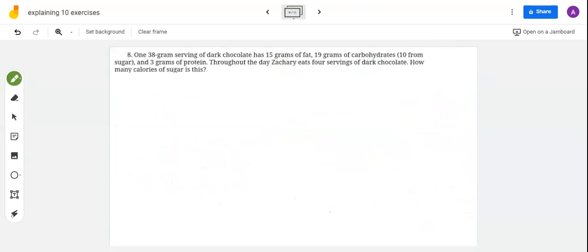Throughout the day, Zachary eats 4 servings of dark chocolate. How many calories of sugar is this? Okay, so they're wanting to know the number of sugar. All right, so let's highlight what's important.